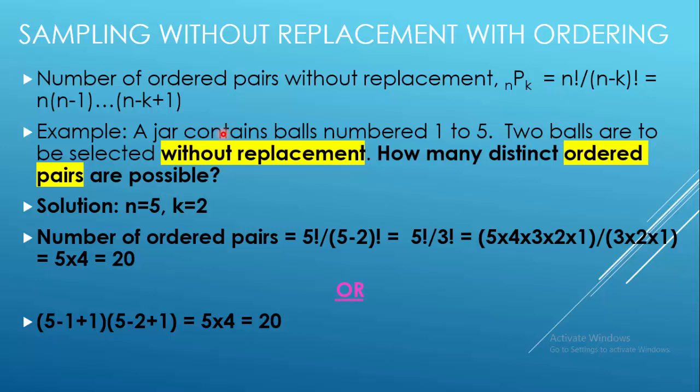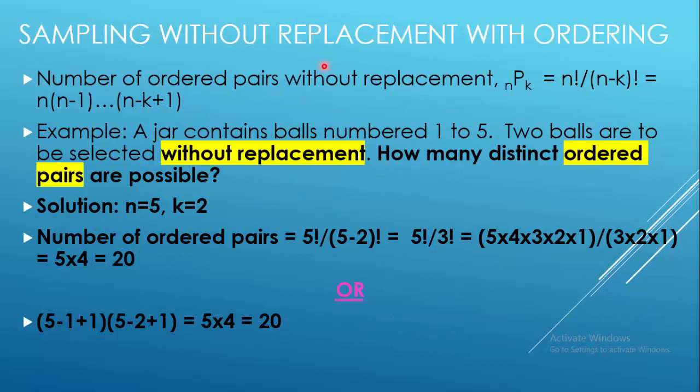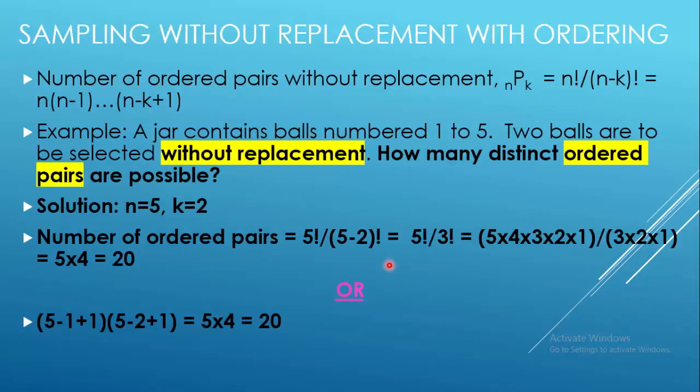Second, one more important point is that in this case you cannot have pairs having the same number, because if you have got one in the first trial, then in the second trial there is no way you can have one again, because you are not replacing that ball. So in case of without replacement, you cannot have pairs having the same number.